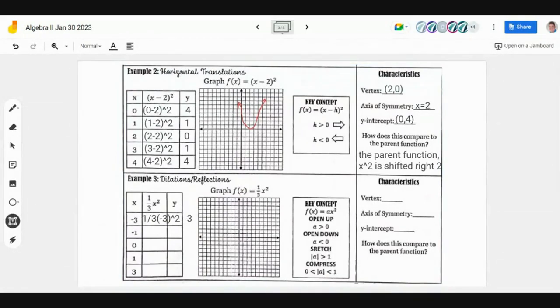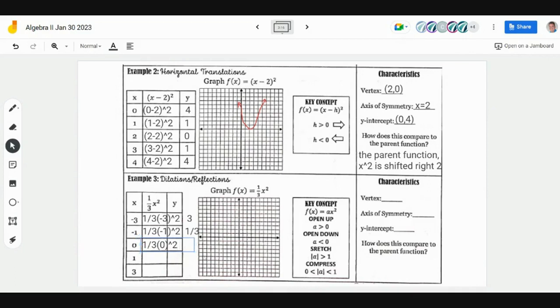Let's do another one over here. It's a squared. So -1 times -1 is 1 times 1/3. So this is then 1/3. So when x is -1, y is 1/3. Okay, 1/3 times 0 squared. 0 squared is 0 times 1/3.